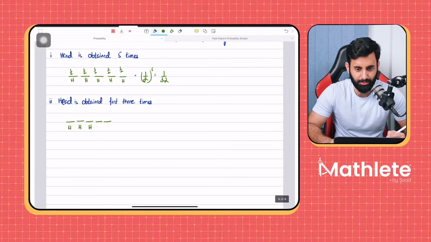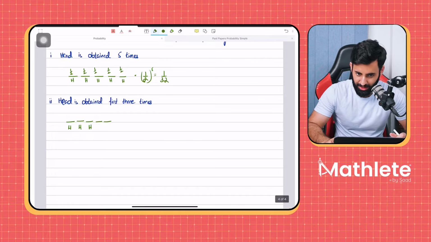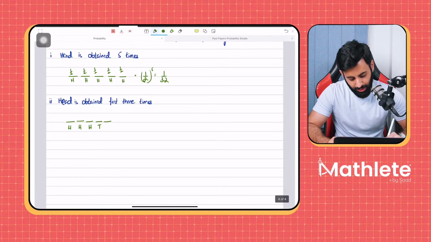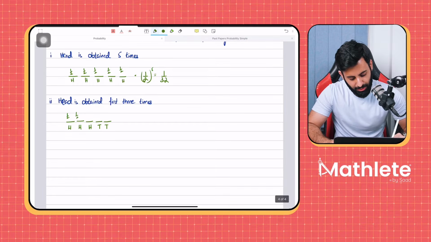Why does it not matter? Yes, the probability will be the same, but if the question says head is obtained the first 3 times, okay, what does that mean? That means in the fourth and the fifth toss, we should get tails. Okay, we should not get head. That means we should get tails. Now, yes, you're right. The probability does not matter. We get the exact same answer. Agreed. Okay. So it's going to be 1 upon 2 to the power of 5, which is equal to 1 upon 32.